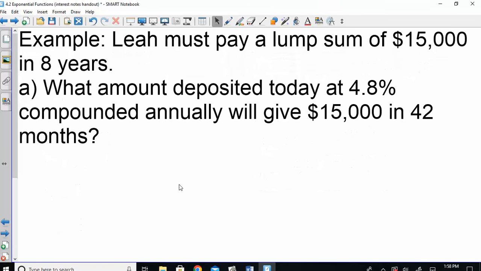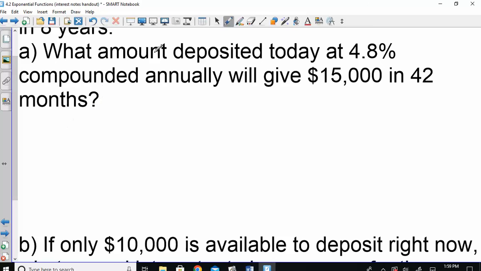All right, let's do a few more. We may not do all the ones on here, but Leah must pay a lump sum of $15,000 in 8 years. Okay, what does this $15,000 represent? That's my future value. That's what we need to have in the future. So this one, my A is $15,000. What amount deposited today? So I am looking for my P.